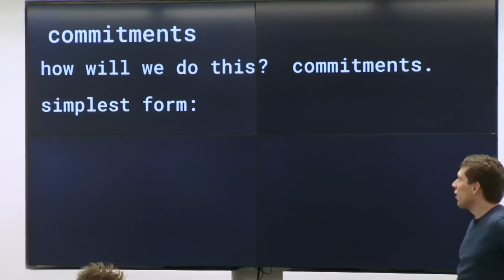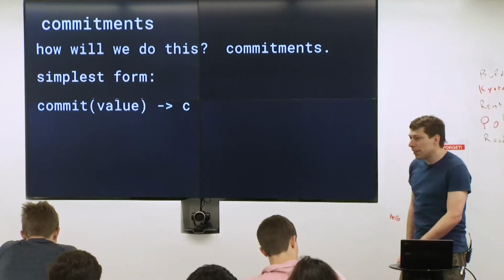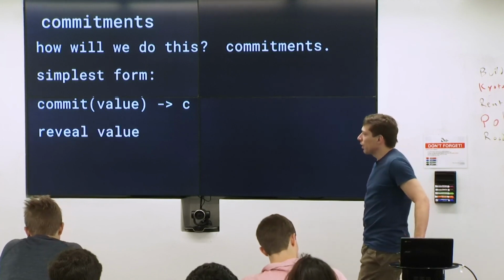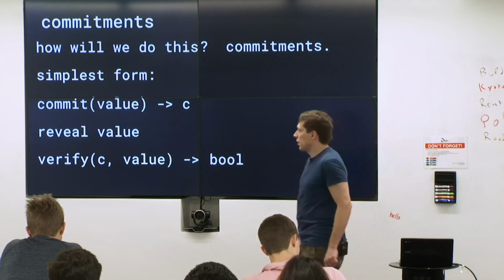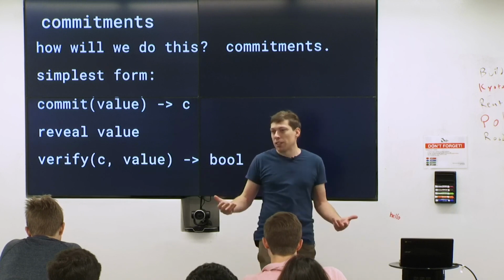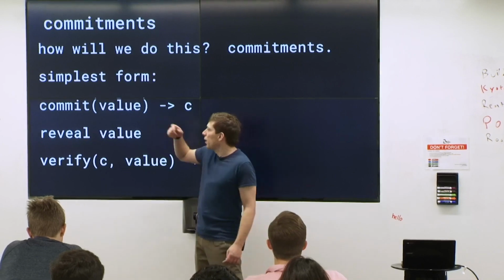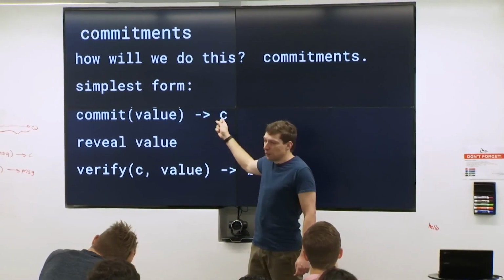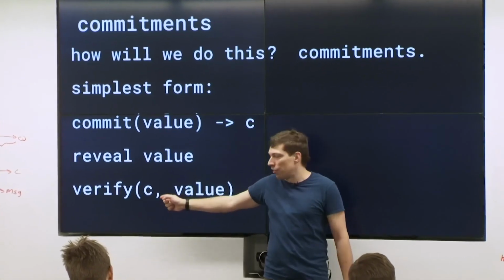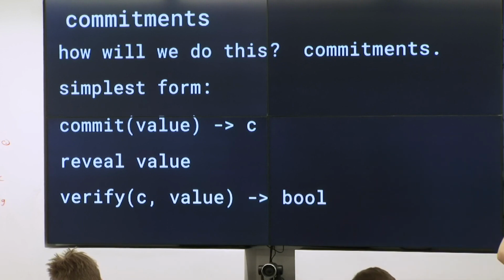So there's an idea called commitments. The simplest form of a commitment is you commit to some value, you output it, and call it C, and then you reveal the value, and then someone can verify: given C and the value you just revealed, is that a correct commitment? So I say, okay, I'm committing to the value 2. I'm outputting something, C, and then revealing, oh, it was 2. And it's like, okay, let me throw 2 and C into my function. Do those match? Oh, it's true? Okay, we're good.